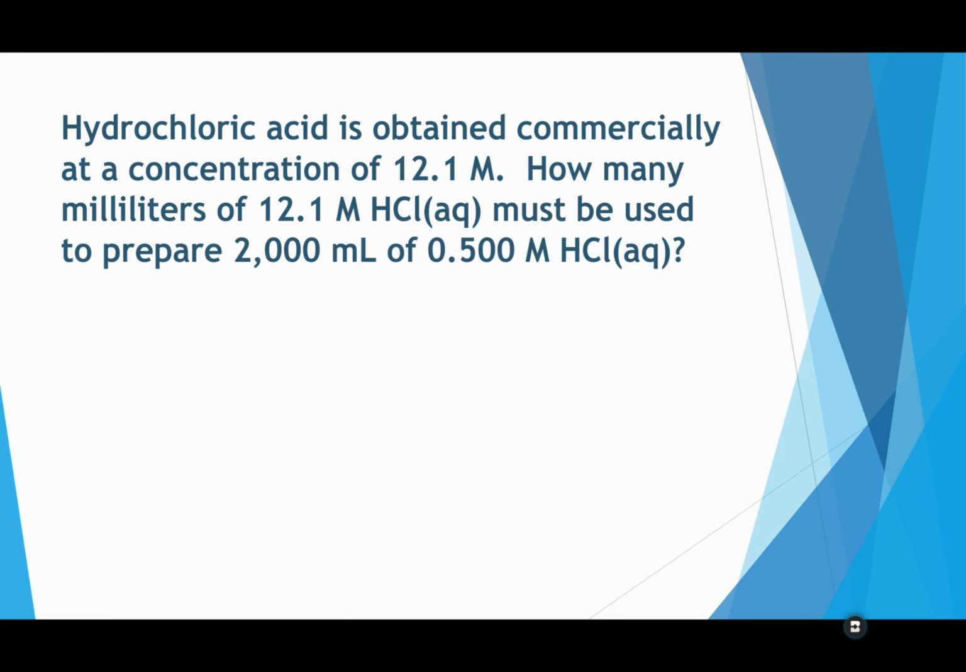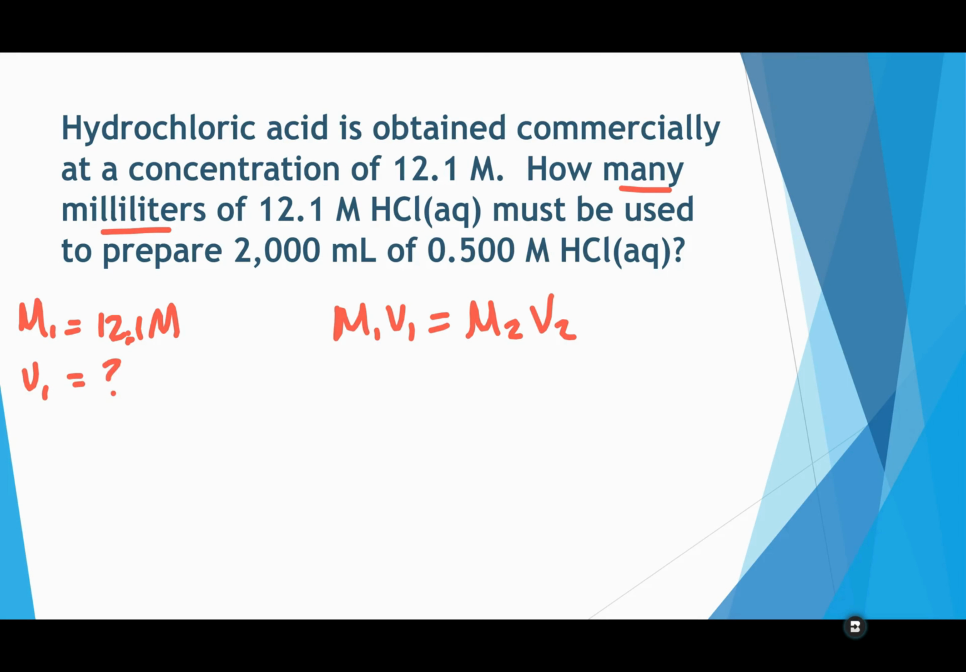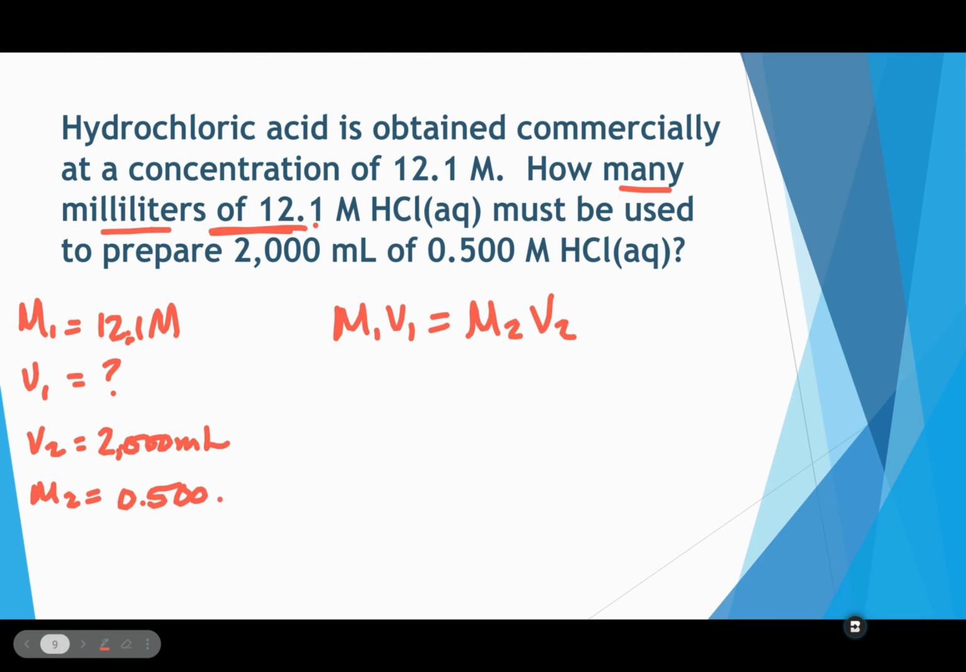Usually if you have a formula, M1V1, you should also label your knowns and unknowns. So M1 will be 12.1 molar. How many milliliters of it? That means that I'm trying to solve for that. That's my V1. If you see it where it's saying milliliters of, that usually means they're paired together. So V2 is going to be 2,000 milliliters. M2 will be 0.500 molar.